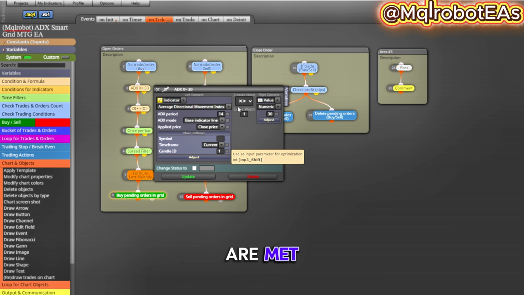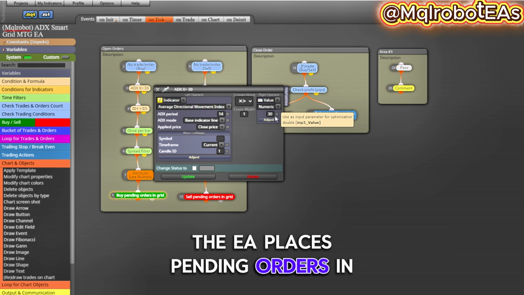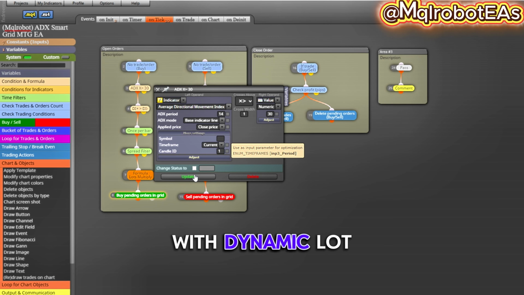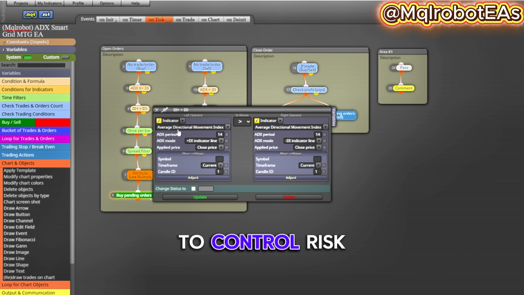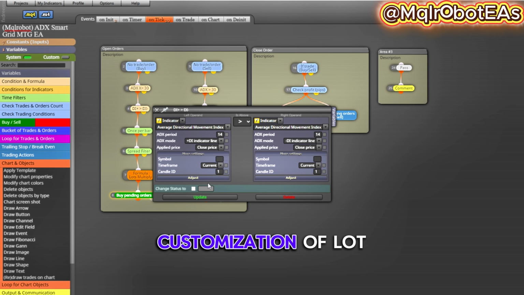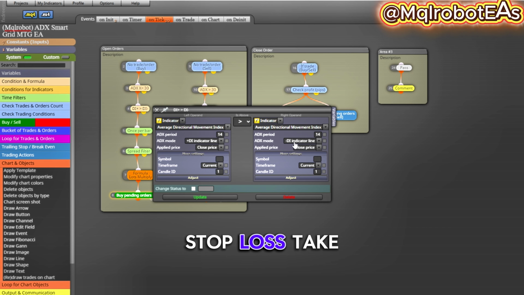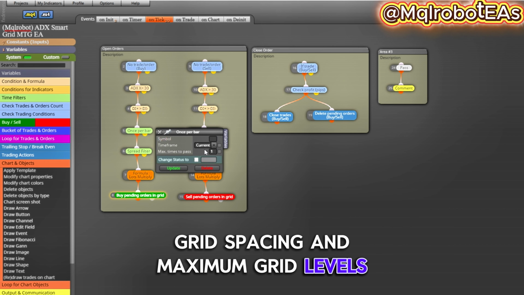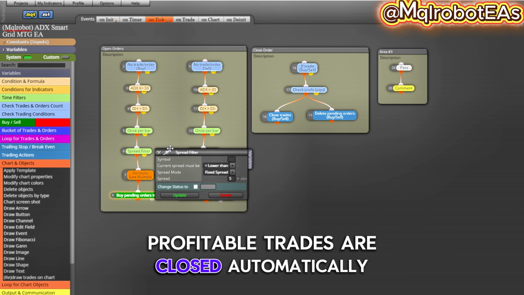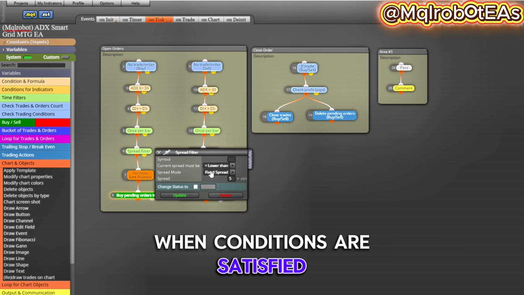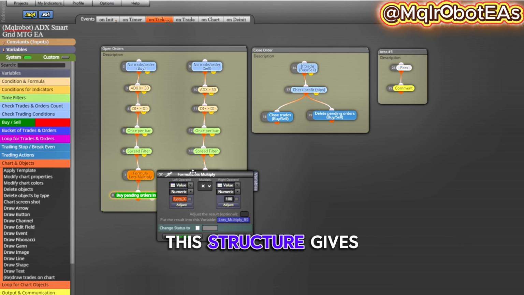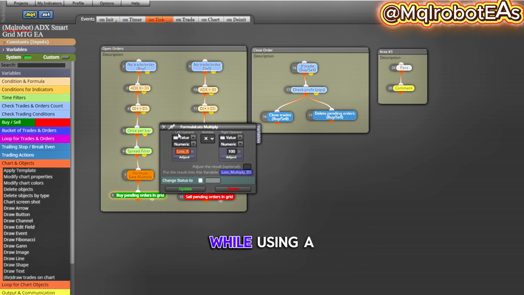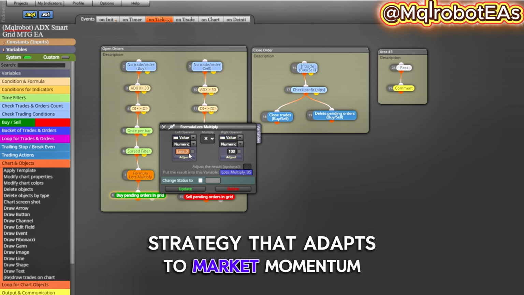Once conditions are met, the EA places pending orders in a grid formation, with dynamic lot sizing that can multiply based on predefined settings. To control risk, the EA allows customization of lot size, stop loss, take profit, grid spacing, and maximum grid levels. Profitable trades are closed automatically when conditions are satisfied, and pending orders can be cleared if the market reverses. This structure gives traders flexibility while using a grid strategy that adapts to market momentum.